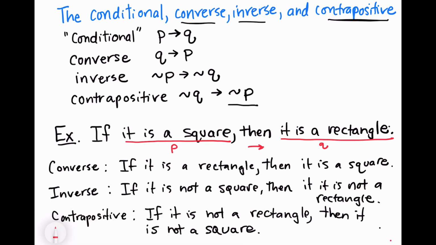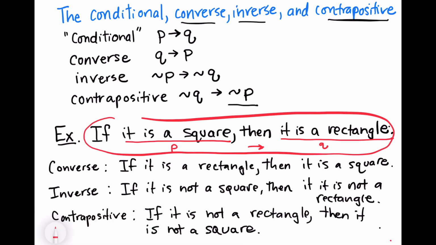The initial conditional, we know this to be true. If you have a geometric figure and it is a square, then it is a rectangle. If we look at the converse, if it is a rectangle, then it is a square. So this is definitely false. So the converse in this case is false. So we already know that these statements are not equivalent. If we look at the inverse, if it is not a square, then it is not a rectangle. So we know that this is also false, because if you start with a rectangle like this guy, this is definitely not a square, but it is a rectangle.